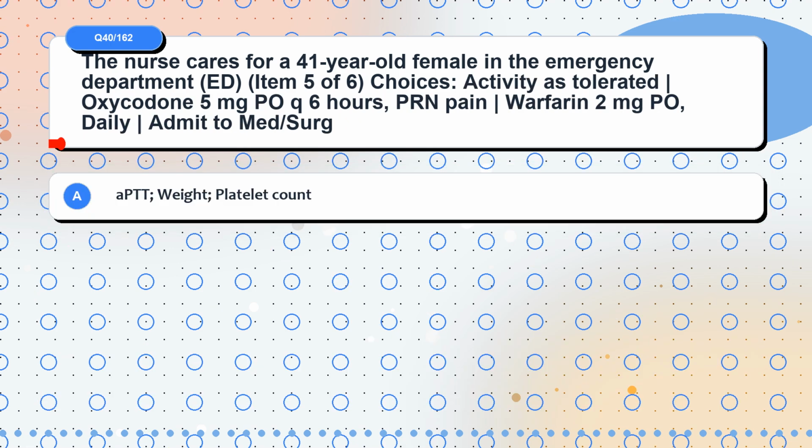Question 40. The nurse cares for a 41-year-old female in the emergency department. ED item 5 of 6 choices. Activity as tolerated. Oxycodone 5 mg PO every 6 hours PRN pain. Warfarin 2 mg PO daily. Admit to med/surg. Here are the options. Option A: PTT, weight, platelet count.